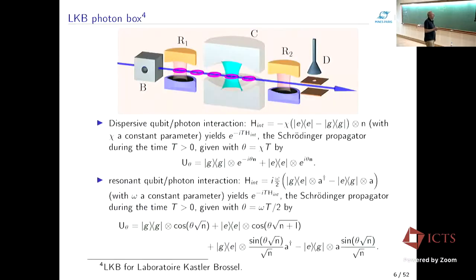So this is the dispersive interaction. It is practically chosen by a Stark effect. So we impose a constant electrical field between the two mirrors. And you can shift the energy of a half-spin system just by a Stark effect.